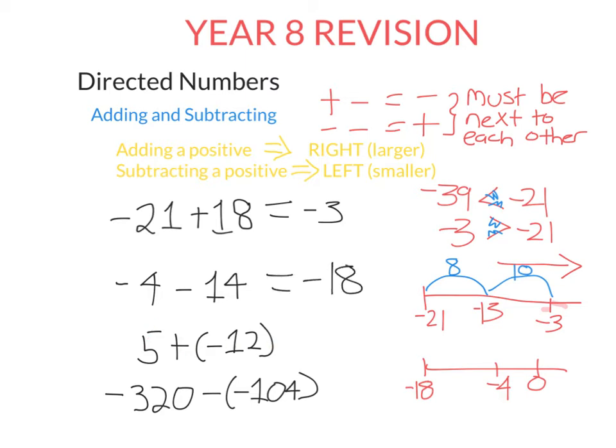So let's look at this example here. We've got 5 plus negative 12. Well, how are we going to do that? Because we only know how to add a positive or subtract a positive. Well, what we're going to do is use these rules here.